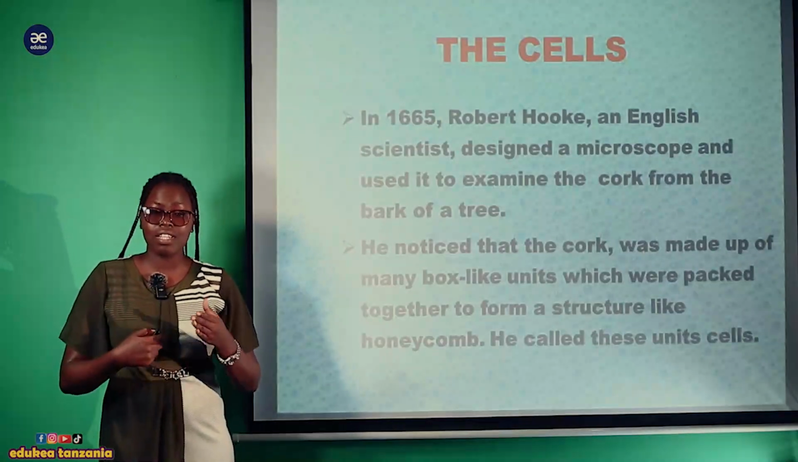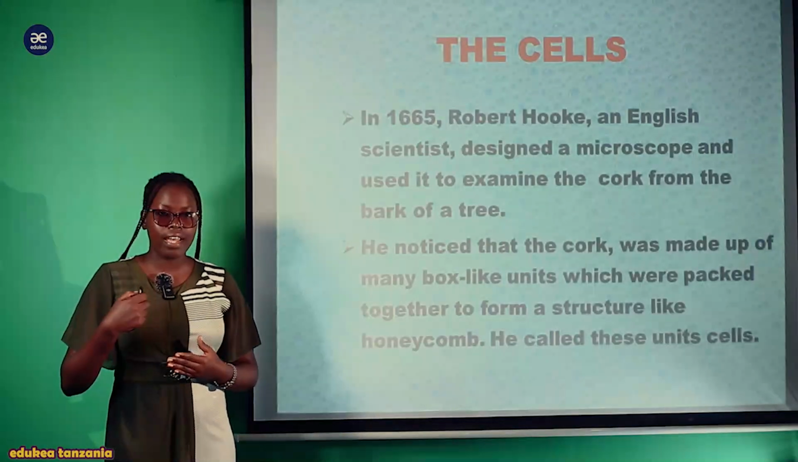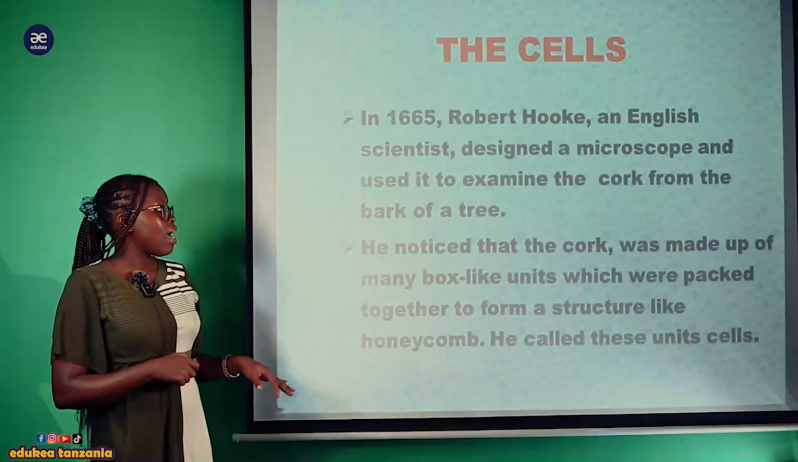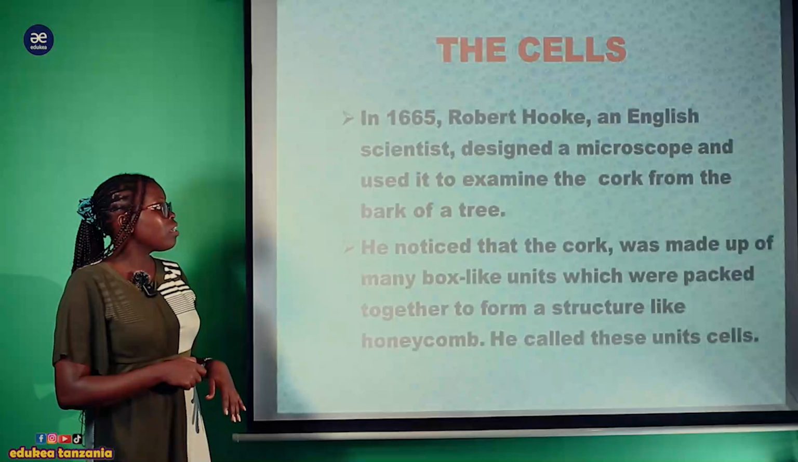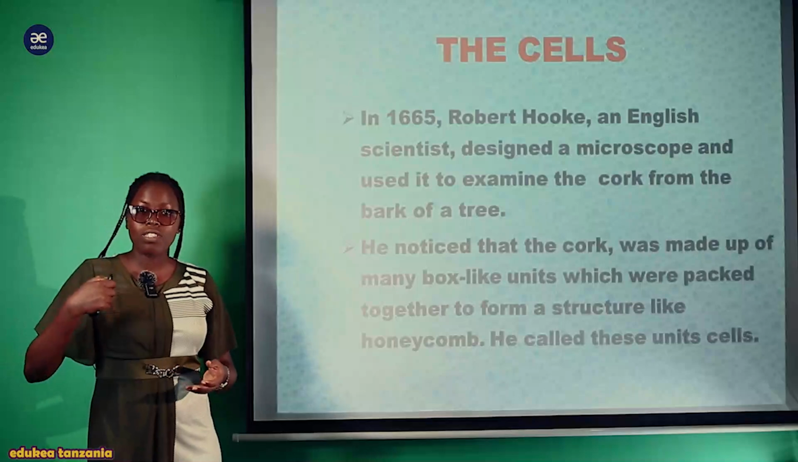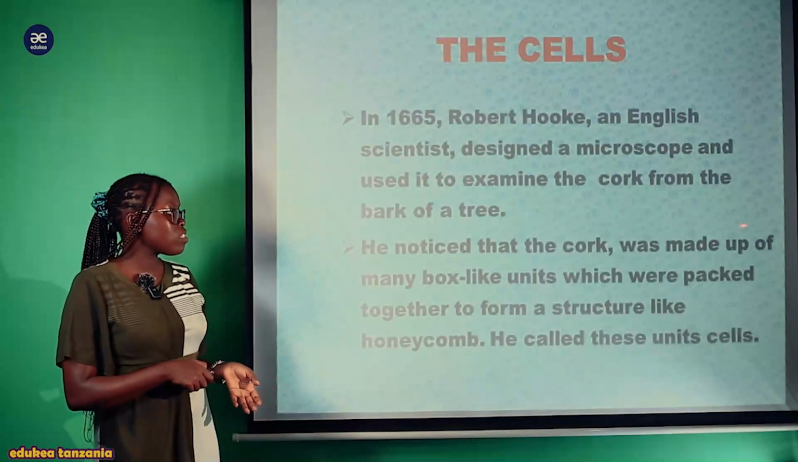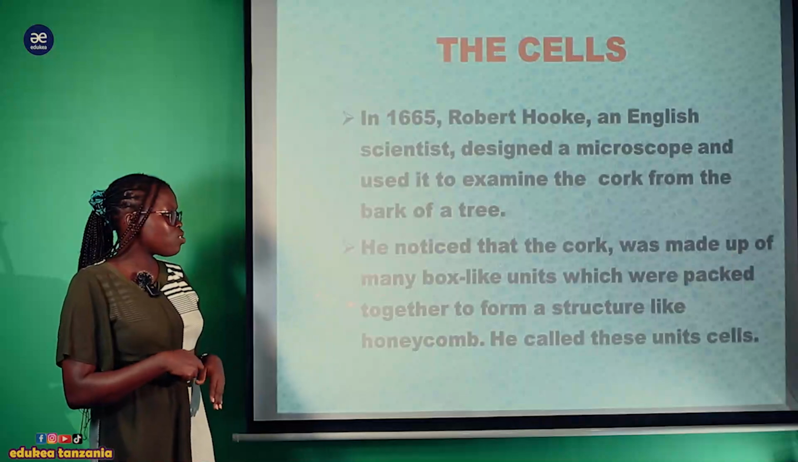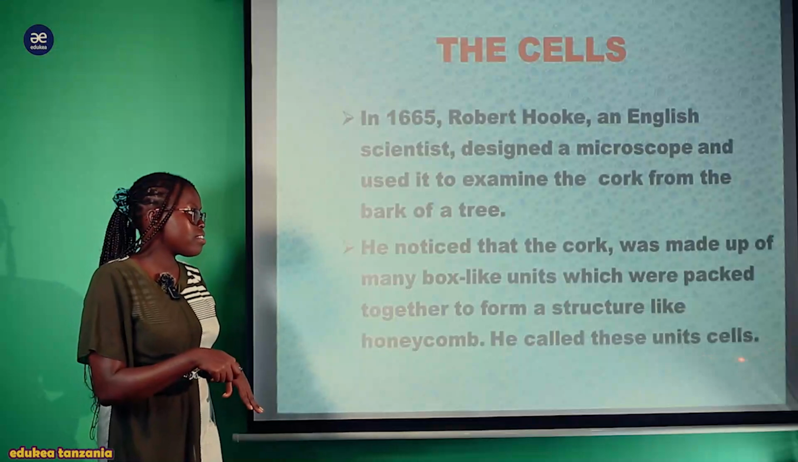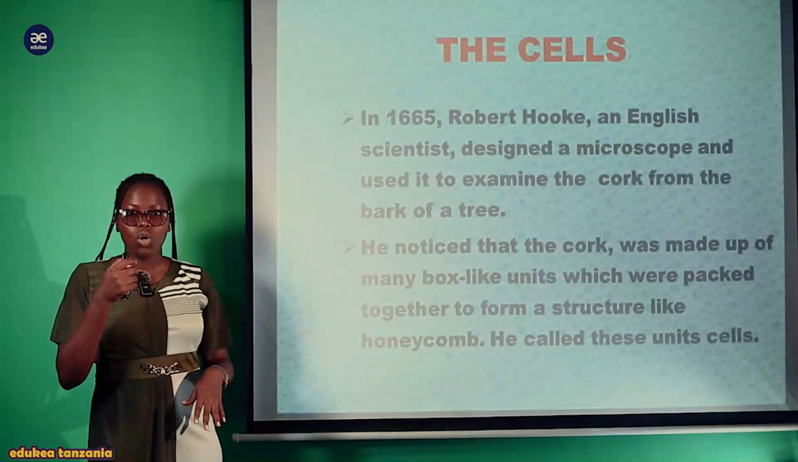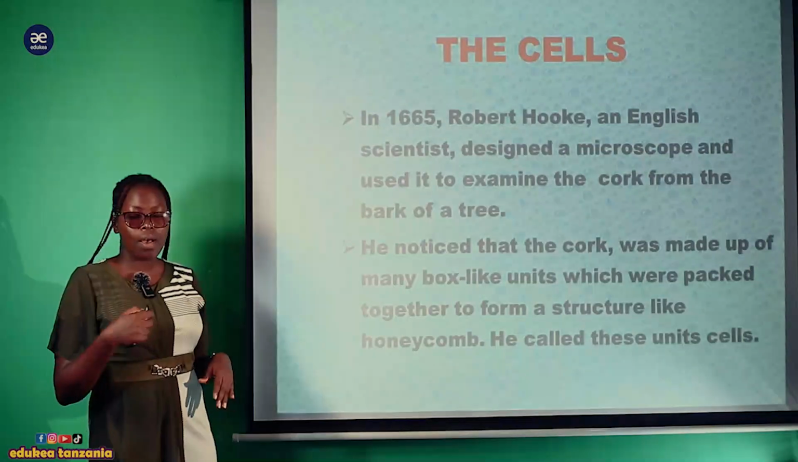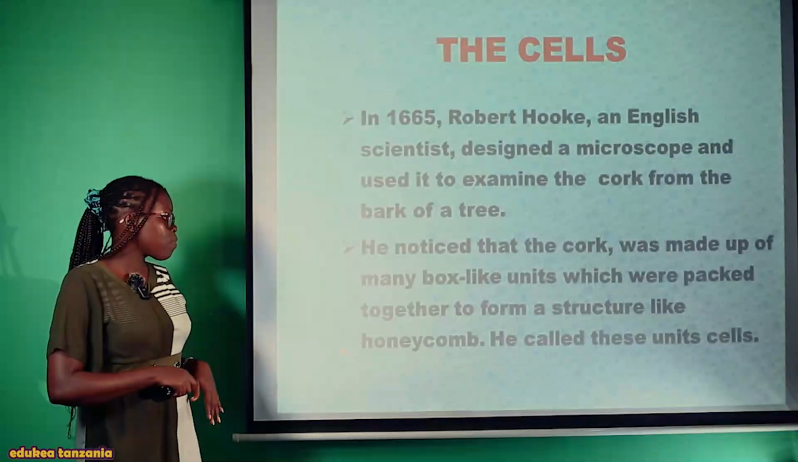A tree is a living thing, so it contains cells, and all living things are made up of cells. By using the microscope, Robert Hooke examined the bark of the tree, or the cork, where he identified something box-like. He noted that the cork was made up of many box-like units packed together to form a structure like a honeycomb, and he called this unit a cell. So through his investigation, Hooke observed that the bark of the tree was made up of many box-like units placed together like a honeycomb, and this unit he termed a cell.